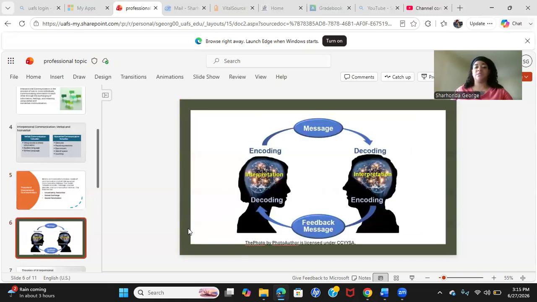And here is an example of Berlo's model. You have your encoder, your message, your decoder. Your decoder then becomes the encoder because they're listening, active listening, and they're giving feedback to the encoder, which has now become the decoder.